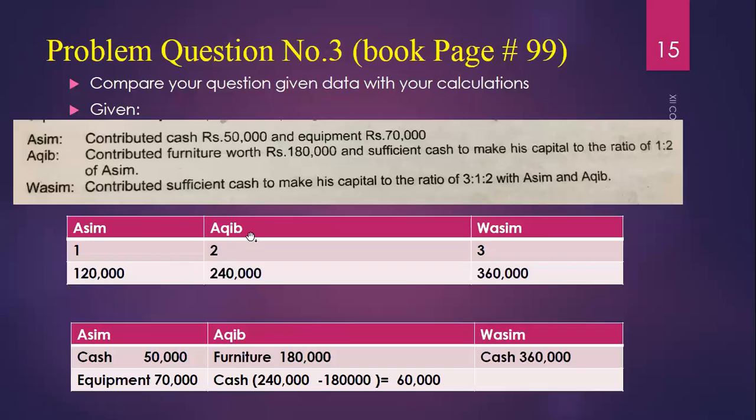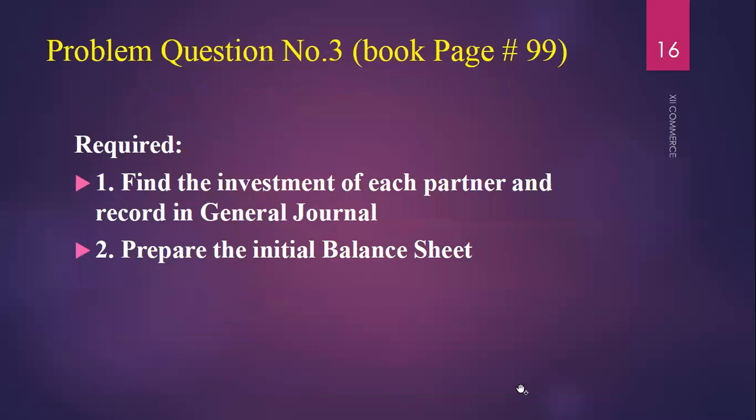Akif has furniture of 180,000, but his total investment is 240,000. It means the remaining will be sufficient cash: 240,000 minus 180,000 gives 60,000. Wasim just contributed cash, so this is 360,000, which is just a cash amount. This is the required part of the examination: find the investment of each partner in the journal and the balance sheet. These are the two contents in the examination by which you will get marks.